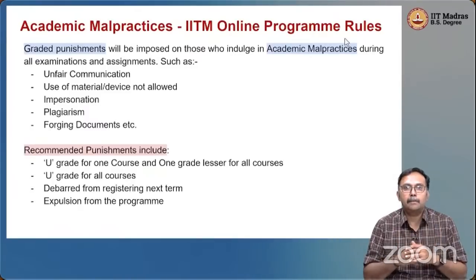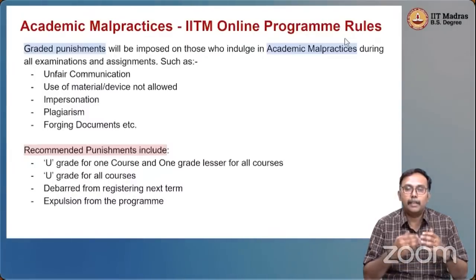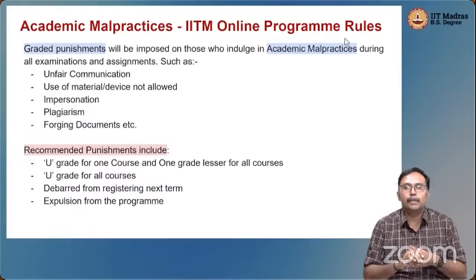So some of the academic malpractices are listed here, which is unfair communication, use of material or devices which is not permitted, impersonation, plagiarism, and forging of documents, etc. This is not a comprehensive list, so there are many other activities which would be deemed as academic malpractices. A comprehensive list will be sent to students every time there is an exam. You will be able to see this, and this document is also available on your dashboard to go and look up. You will be able to see which are all activities which are considered to be academic malpractices.